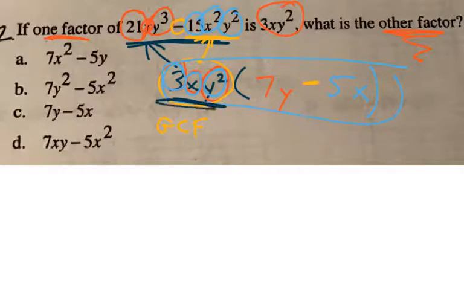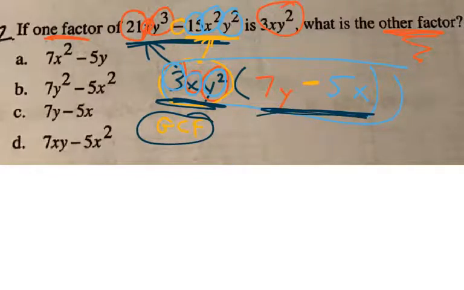The beginning part here is called our greatest common factor. This is my other factor. So I'm going to look for 7y minus 5x. Pause the video if you need to.